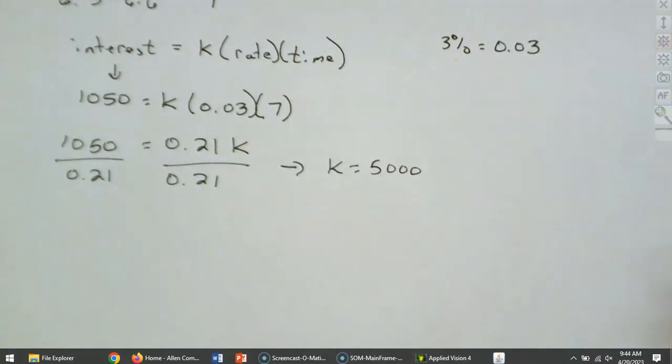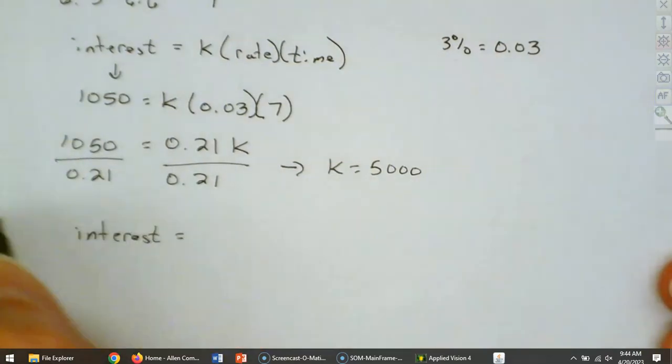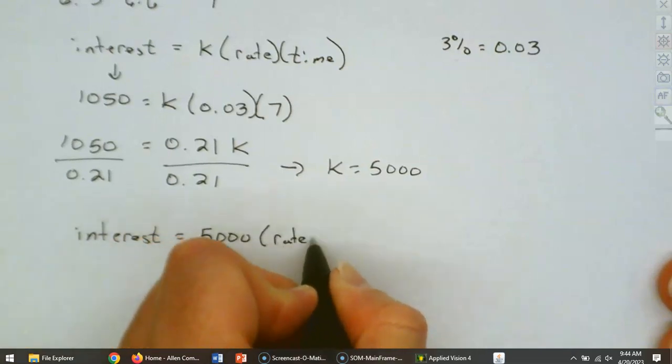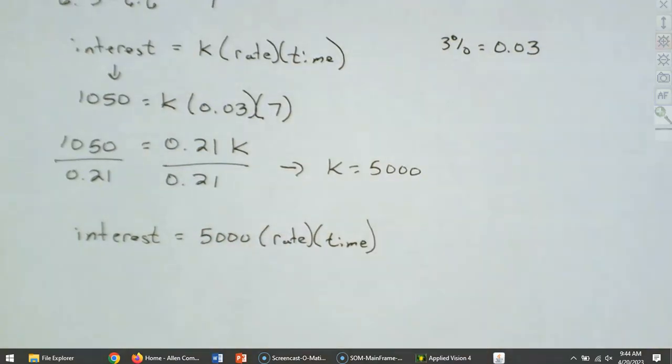Now we can rewrite our equation. So the interest is going to equal our 5,000 times the rate times the time. There's our new formula. All of these are the same: we build our formula, we find the value of K. Once we have the value of K, we can then rebuild our formula and use the new components to find, in this case, our new interest.